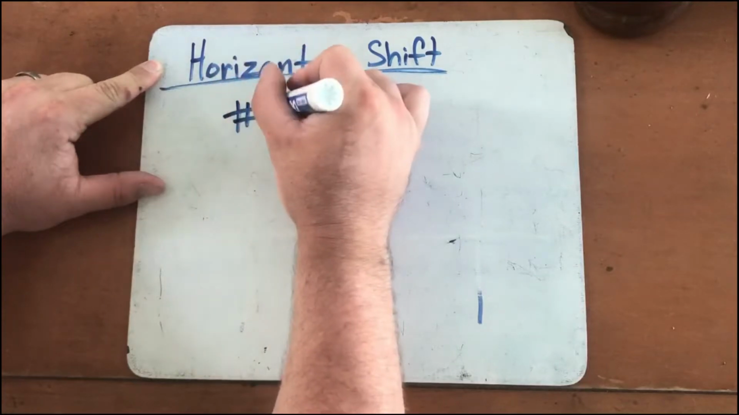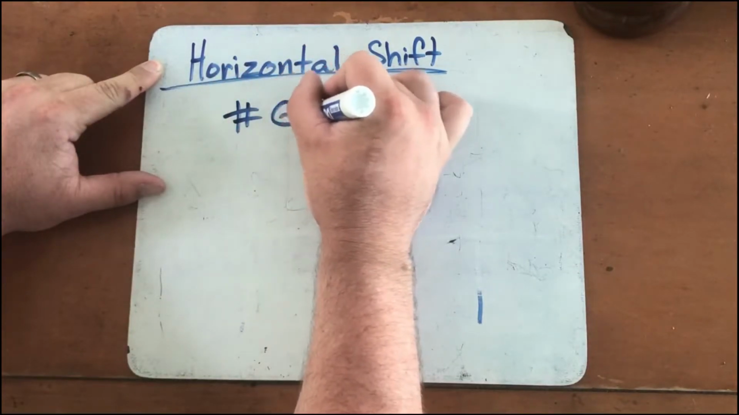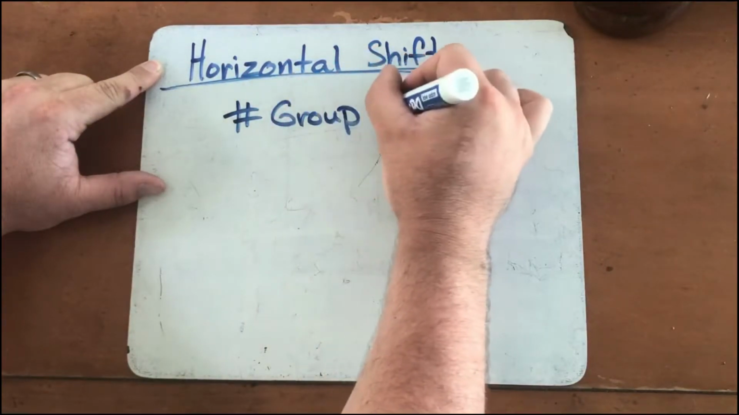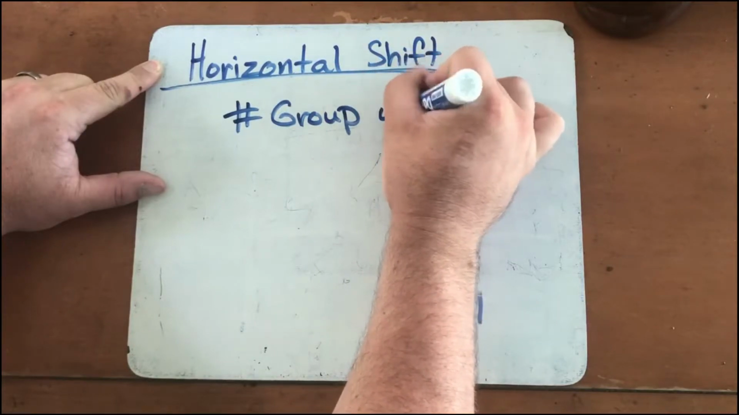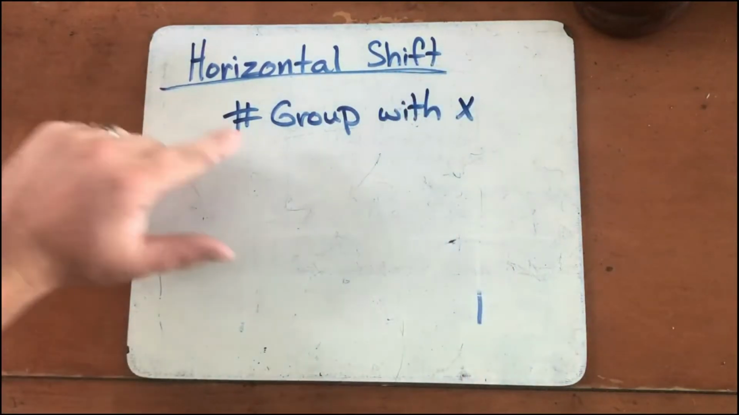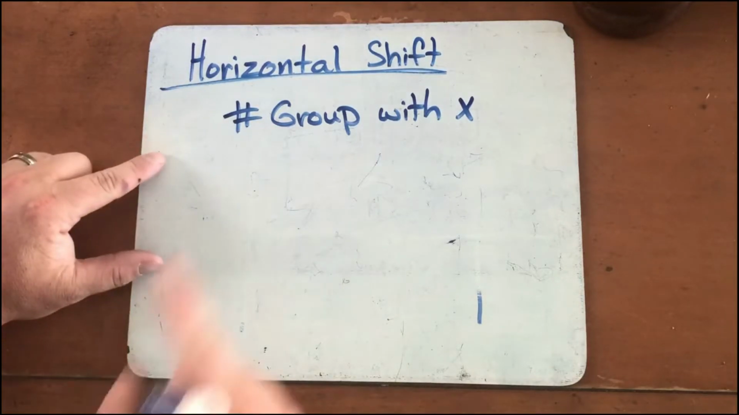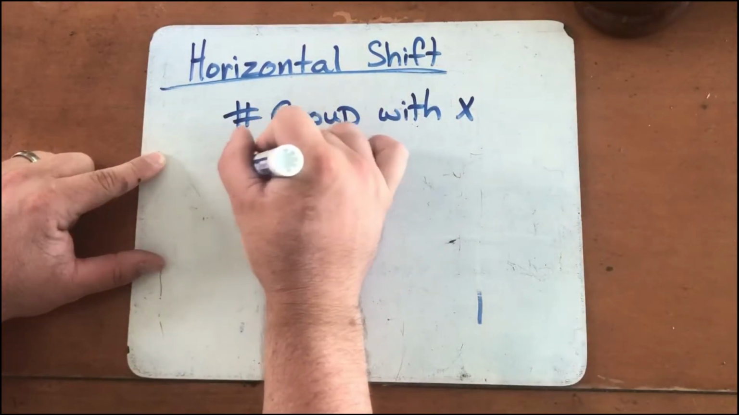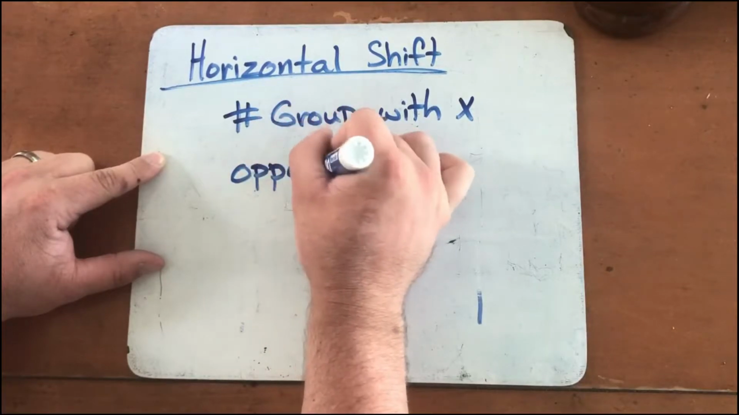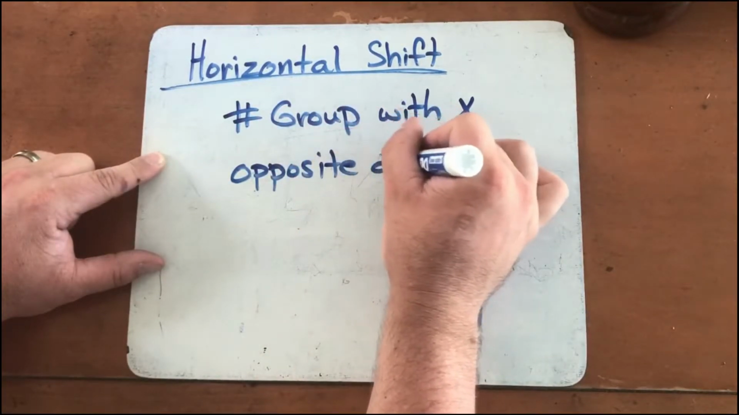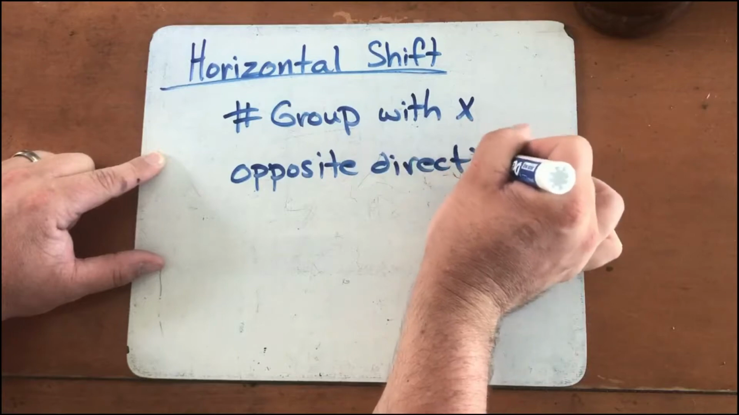be some number, and it's going to be grouped with the x. So it's a number grouped with x. All right? What that means is that I'm going to have some grouping symbol. It might be parentheses, or it might be one of the symbols from the parent function itself. All right? The other thing to remember is that it goes the opposite direction of what it seems.